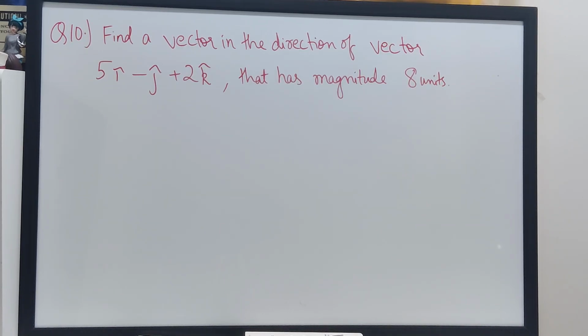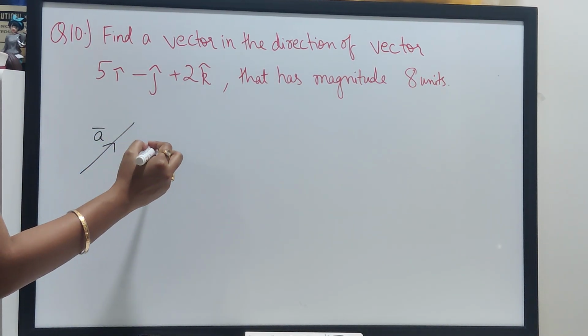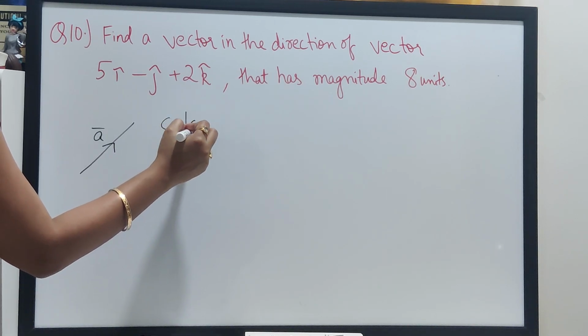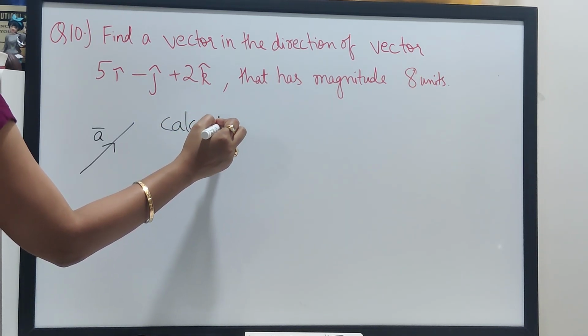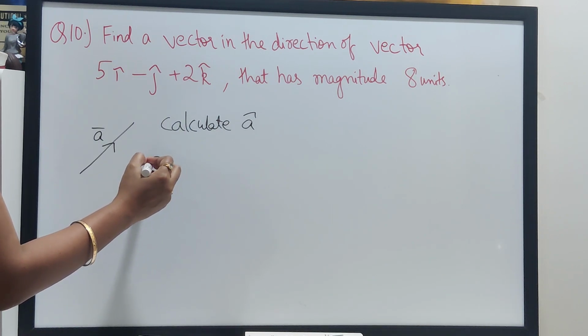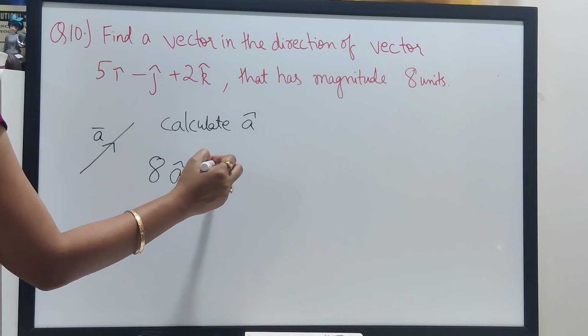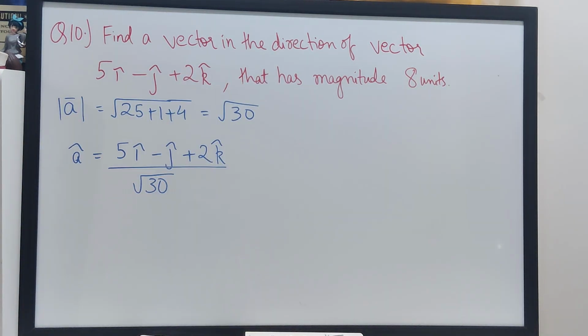Next question, find a vector in the direction of vector 5i cap minus j cap plus 2k cap that has magnitude 8 units. So suppose here you have the vector A already given. Now the next vector that the question is asking you to calculate, for example, let's call it C.